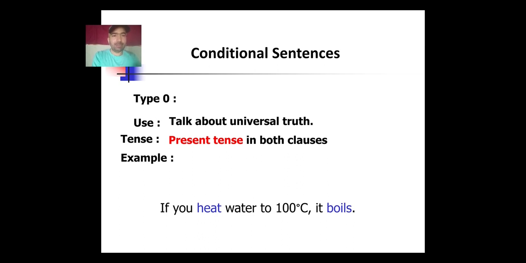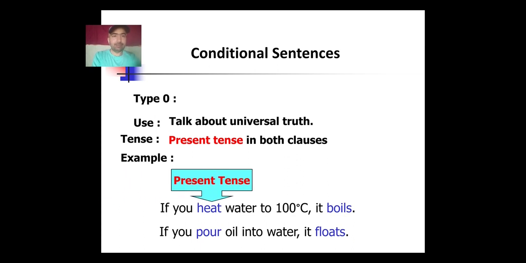So both the parts would be in present tense. Another example: if you pour oil into water, it floats. The same is the case here. The first part is in present tense, the second part is also in present tense. So both the parts are in present tense. In terms of usage and in terms of structure, these points are very important.